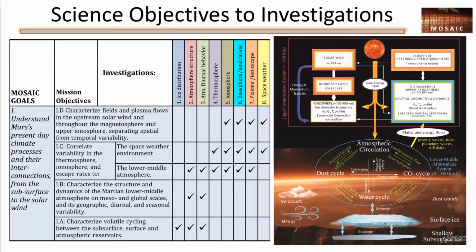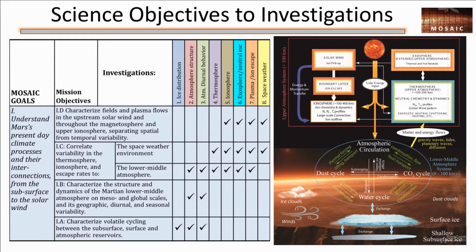Now, just to jump into science traceability, I've tried to capture the traceability and the processes on one chart here. So let's start at the far left. The overall major science goal of MOSAIC is to understand Mars's present-day climate processes and their interconnections from the subsurface up to the solar wind. And that then leads to four or five different mission objectives here.